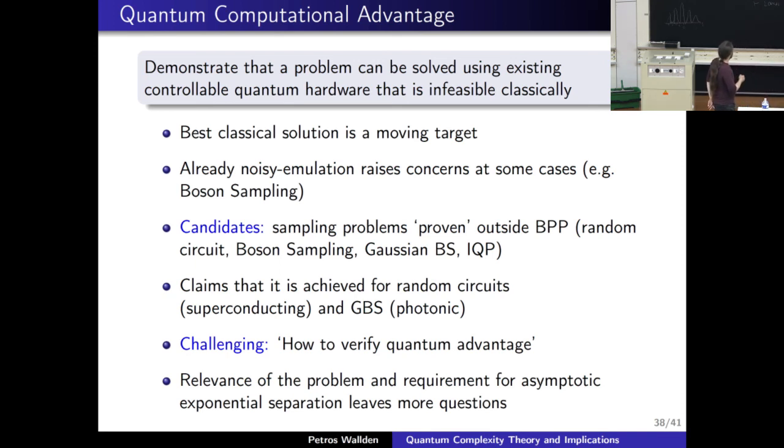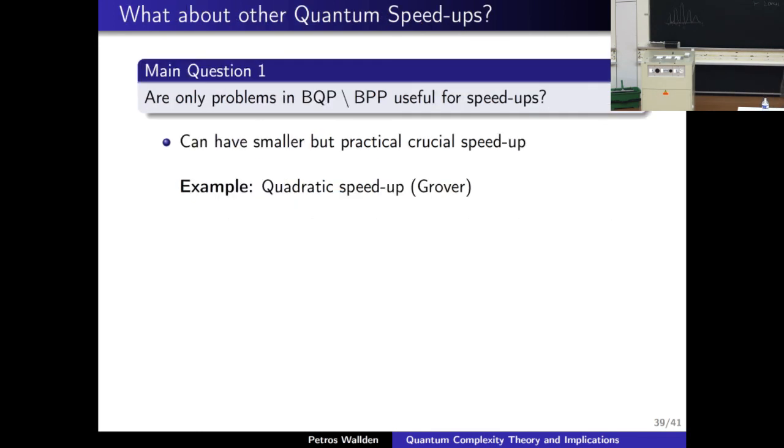Now, while this is an important milestone and a very interesting question and still has many things to demonstrate, the fact that the problem is not relevant and the requirement that the problem has an asymptotic exponential separation leaves some more questions. So this is not all we want to do, basically. There are many things that we want to do that are not captured by this. And this is about other types of quantum speedups. So I'm going to say a few words on this and finish after that.